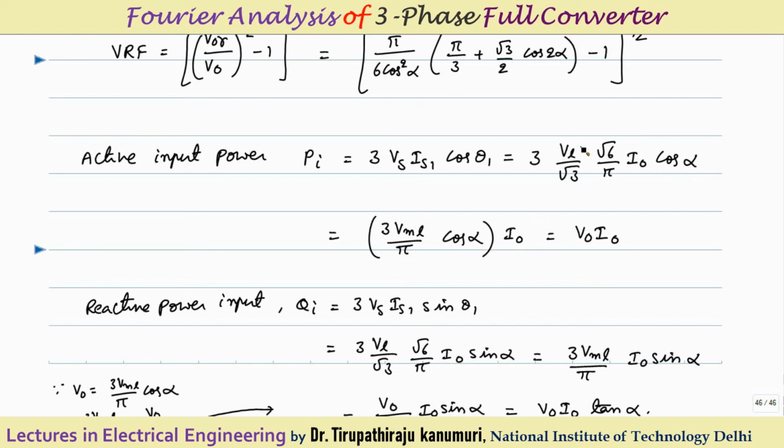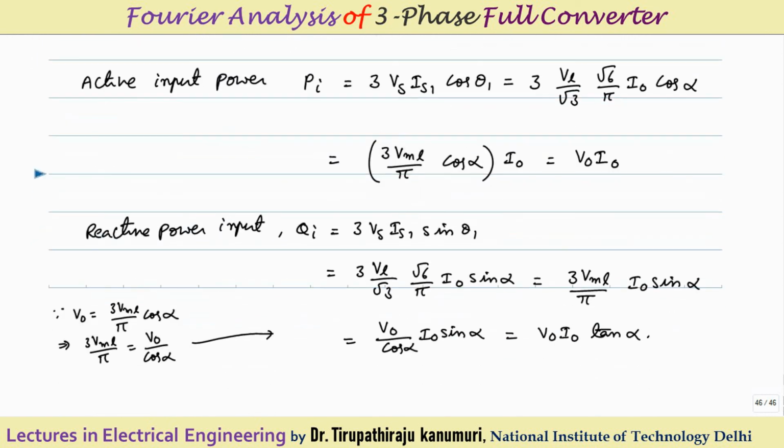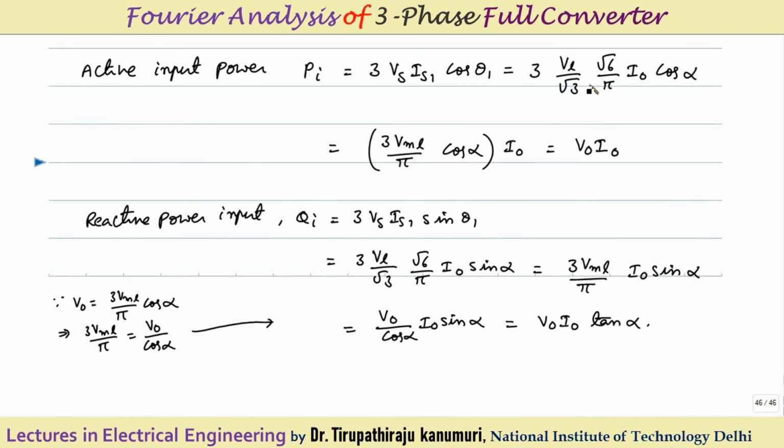Because this is the RMS value, I can convert to the maximum value. So I have converted to the maximum value, I got this one into cos alpha into I naught. So this will become equal to V naught multiplied by I naught. Why this is coming, you may get a doubt, so let me explain this. Because this is root 3, this is root 6, when you cross them, it will become root 2 times the line voltage. VL is the RMS value. Root 2 times the RMS value will be equal to the maximum value. So that's why it is VML. This is the reason I got this one.